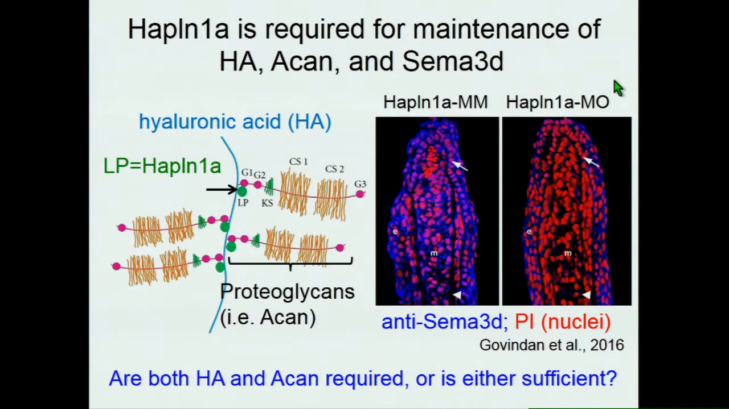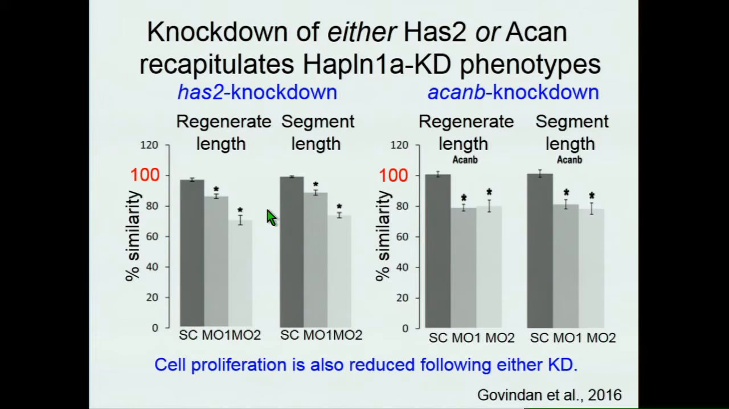Sema3d, as I said, might be interacting with the entire complex, or it might primarily work through interactions with either hyaluronic acid or Acan. So to try to determine what Sema3d might be interacting with, we started by looking at individual knockdowns that would reduce either the levels of HA or the levels of Acan.